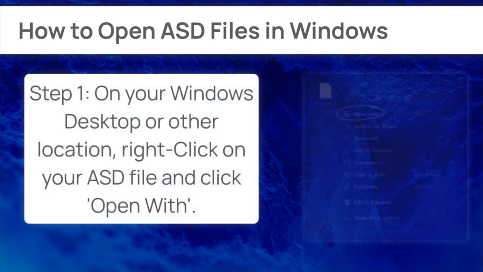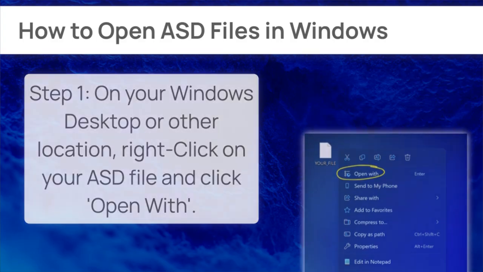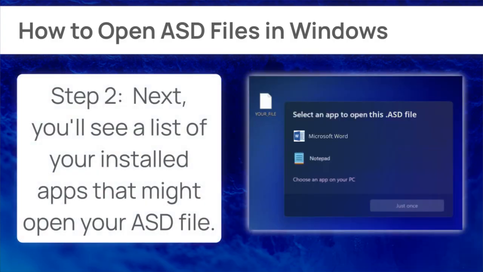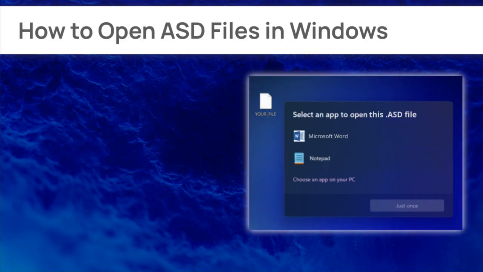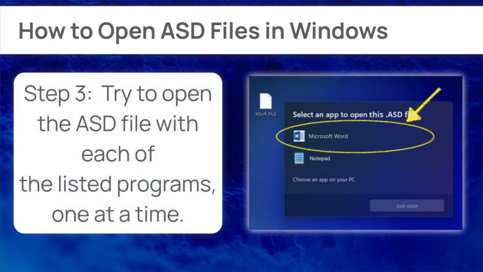The easiest way to identify the error source is testing. Right-click the ASD file and hit Open With. Use Microsoft Word if installed. If it's not present, choose another program. We must find the correct software handler.